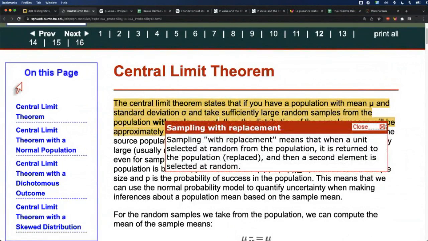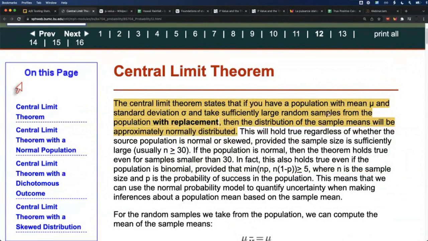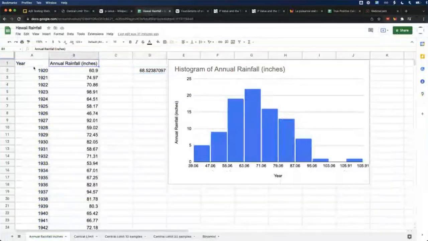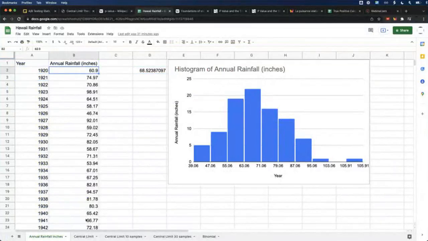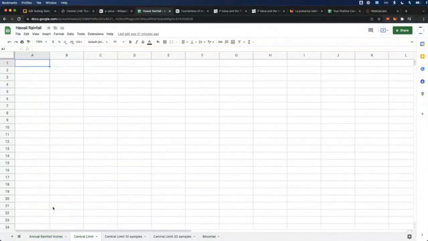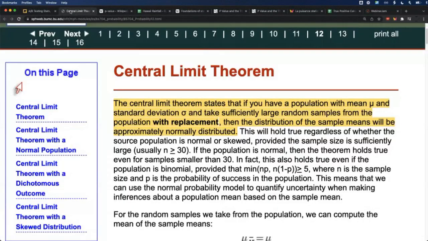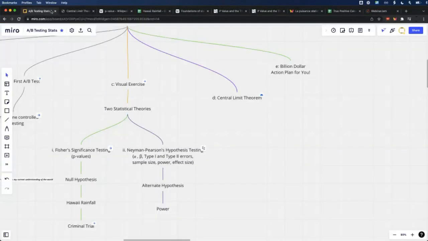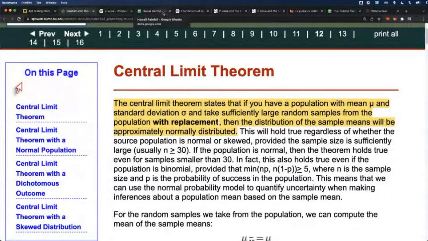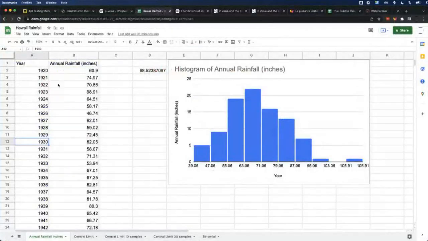So first of all, let's look at what it's saying, and let's do this with the same Hawaii rainfall data set. What I'm going to do is draw randomly like 5 samples from this. And what it's saying is if you take a sufficiently large number of samples, then the means of these samples should be approximately normally distributed. So let me actually visually show you what it means.